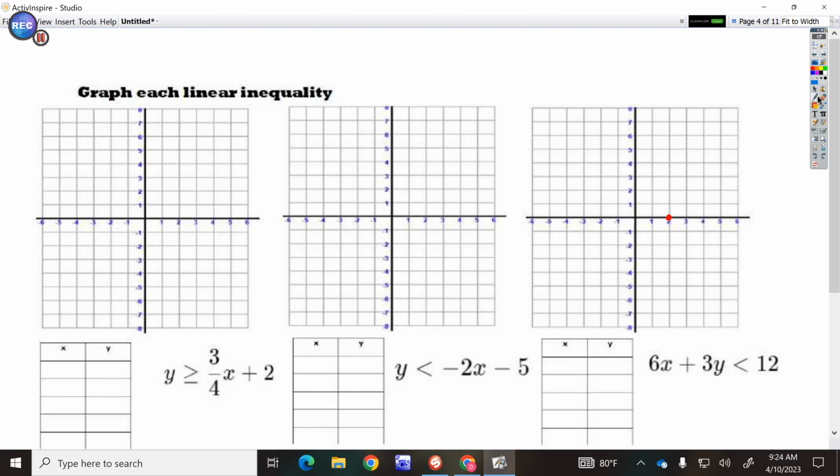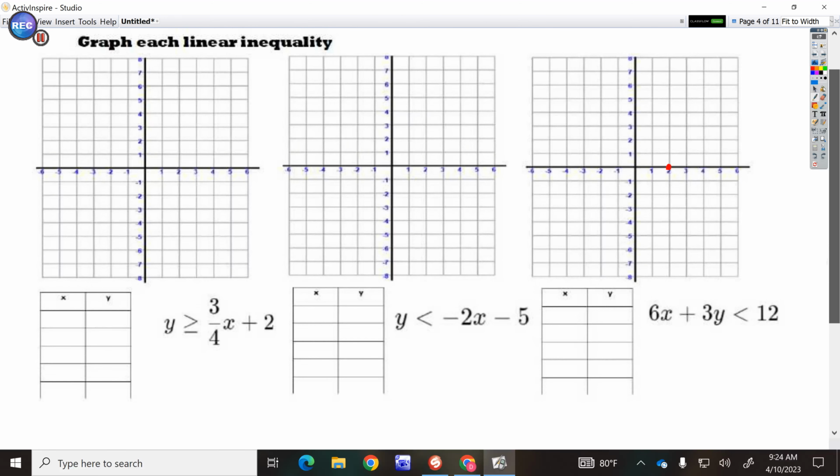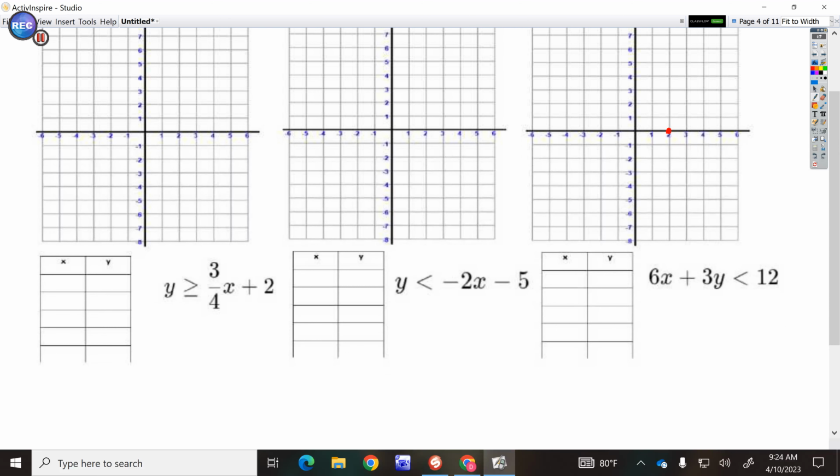Everybody's done. Let's do it. All right, so the first one over here, positive 2, y-intercept, up 3, right 4. Now, solid or dashed line? Solid. Open or close to the y? Open, which means greater, so we're going to shade above.